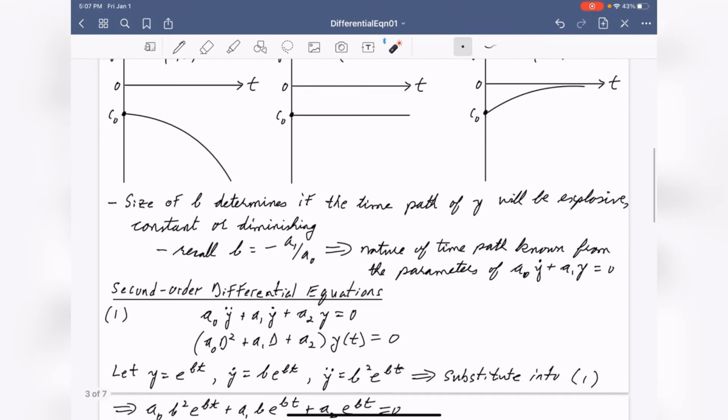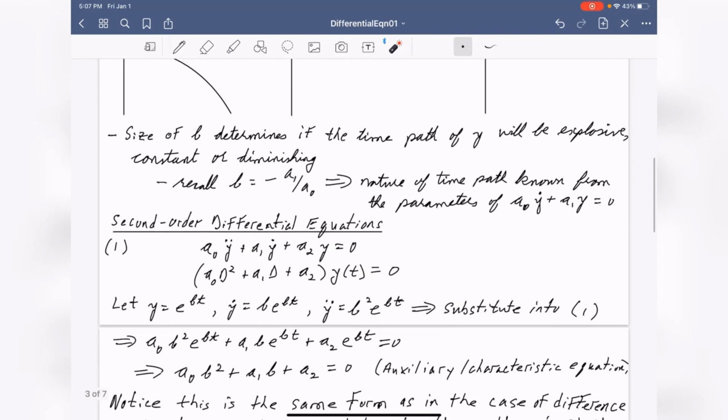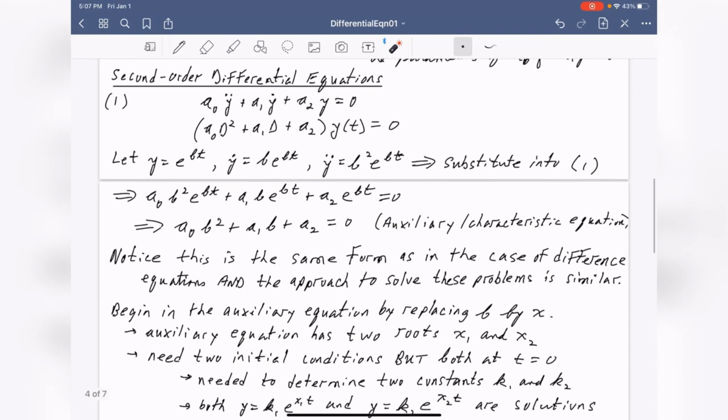The size of b determines if the time path of y will be explosive, constant, or diminishing. Again, recall that b is equal to minus a1 over a0, so that the nature of the time path is known from the parameters of a0 y dot plus a1 y equals 0. So we know the nature of the time path once we know a0 and a1, and those are given when we're ready to solve that particular problem.